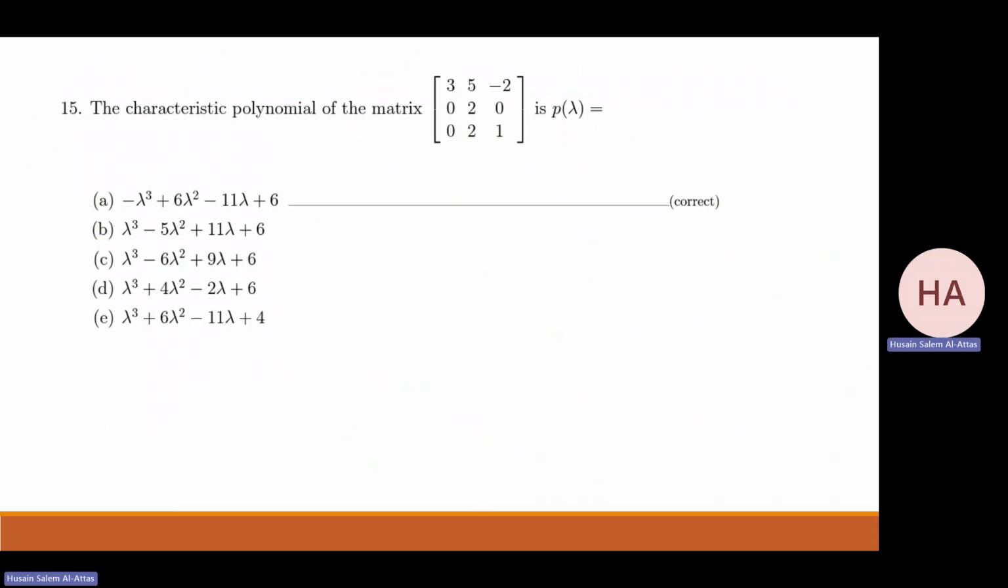Now in this question, he wants the characteristic polynomial. He doesn't want the solution. He wants the characteristic polynomial. So I'll do the calculation. I need just the determinant.